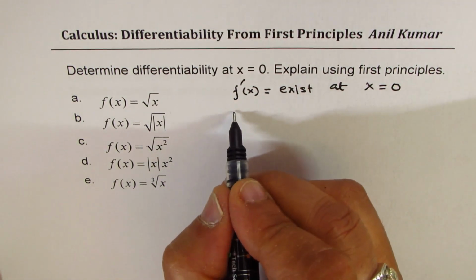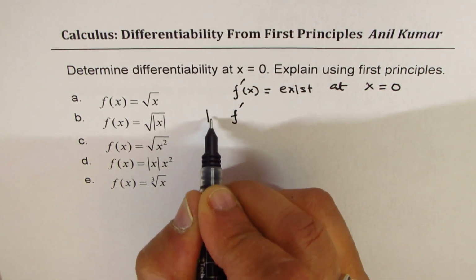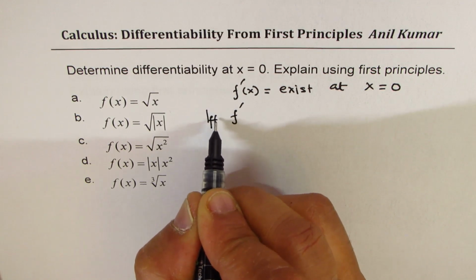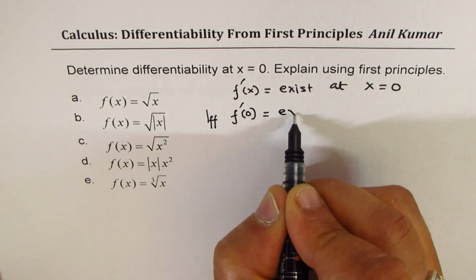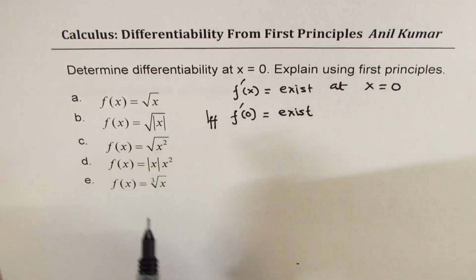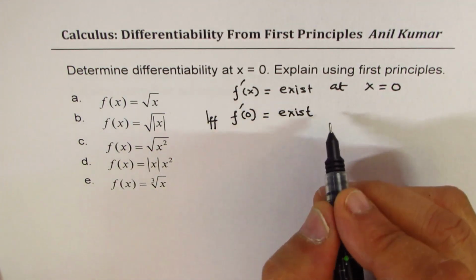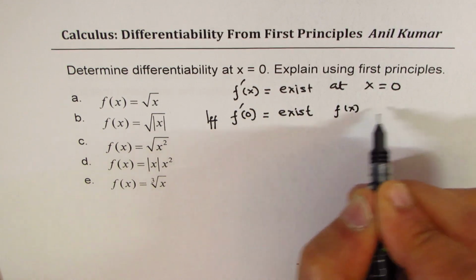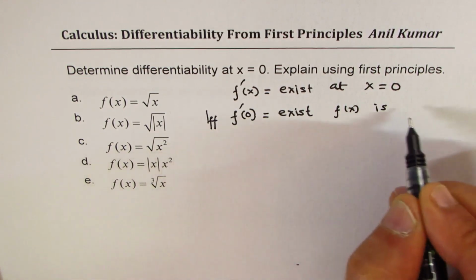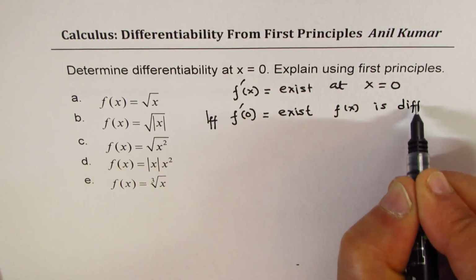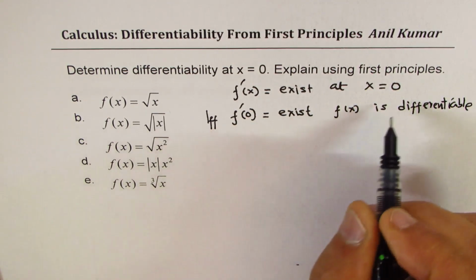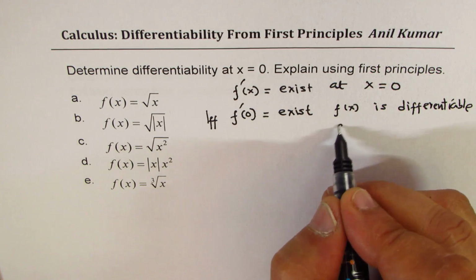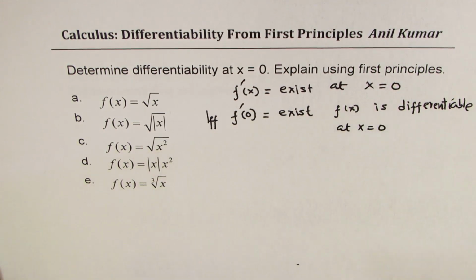So we say that if and only if f dash 0 exists, we'll say f of x is differentiable at x equals to 0. Perfect. So that is the concept.